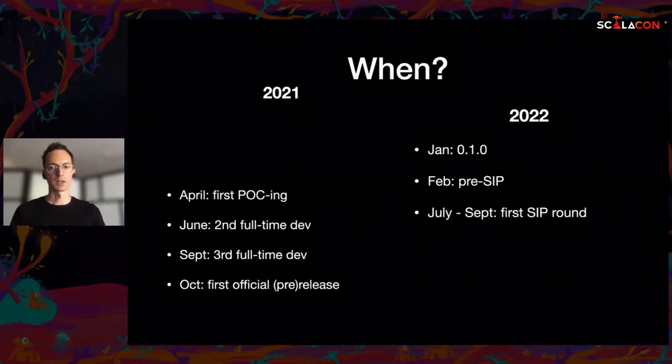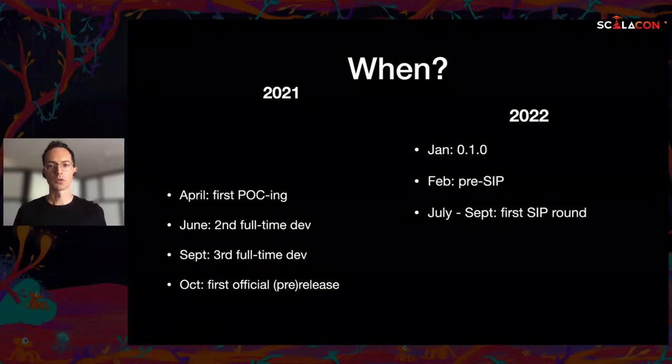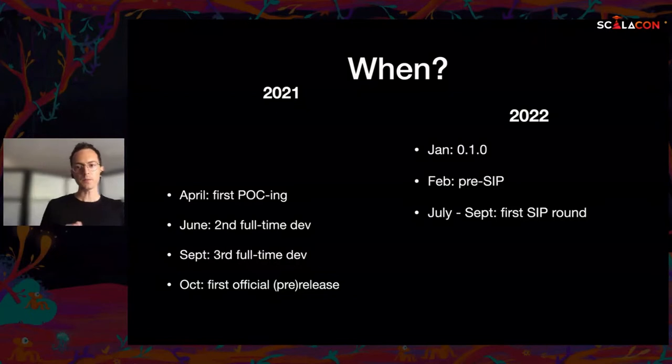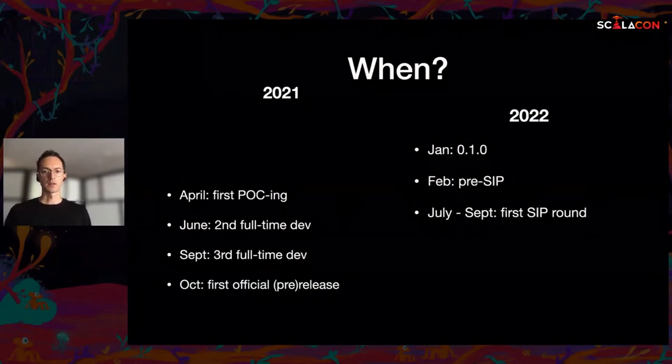So that allowed us to gather quite some feedback. And in January 2022, we got a first somehow stable release, 0.1.0. Stable in the sense that we don't break the way it accepts inputs or the way it's being configured. And we are still actually on the 0.1 branch.